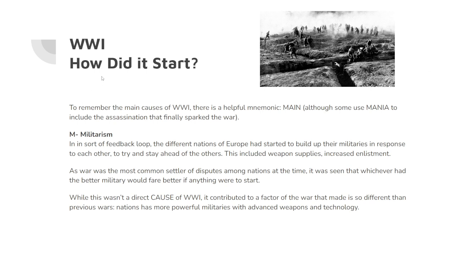So to remember the main causes of World War One, there is a helpful mnemonic, MAIN, although some use MANIA with an extra A to include the assassination that finally sparked the war, like directly sparked it.